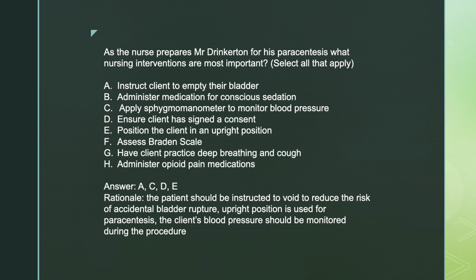F, assess Braden scale. G, have client practice deep breathing and cough. H, administer opioid pain medication. So the answers here are going to be A, C, D, and E. The rationale is that the patient should be instructed to void to reduce the risk of an accidental bladder rupture. An upright position is used for paracentesis, and the client's blood pressure should be monitored during this procedure.